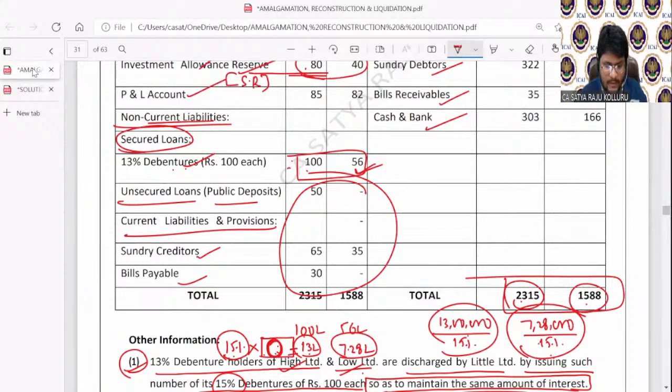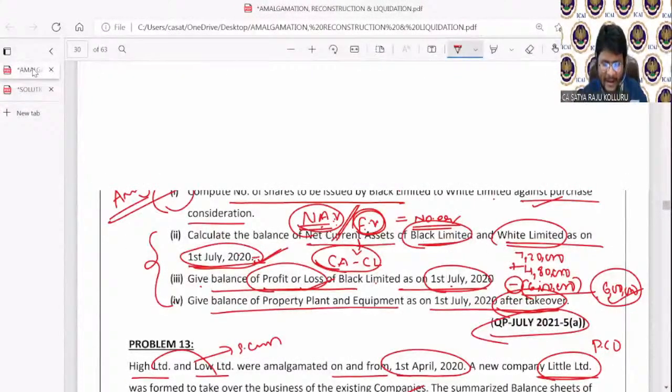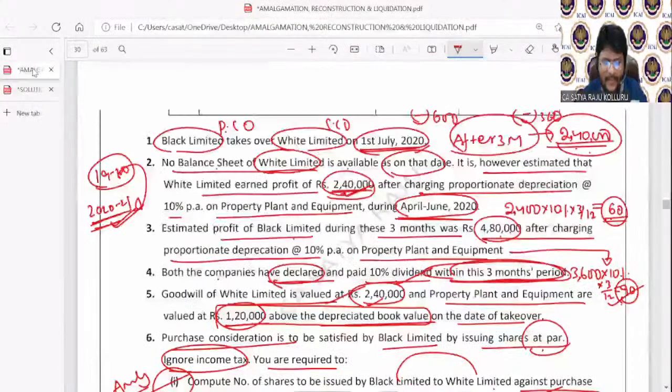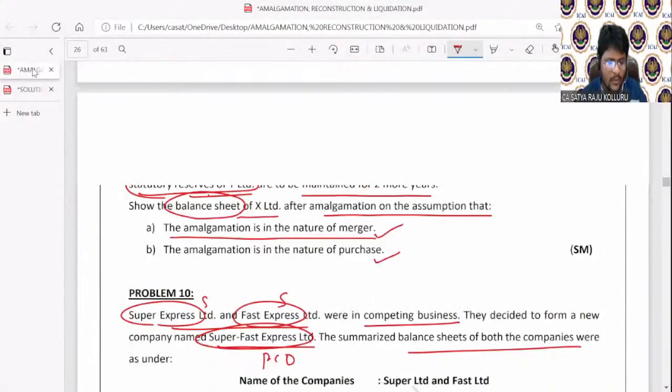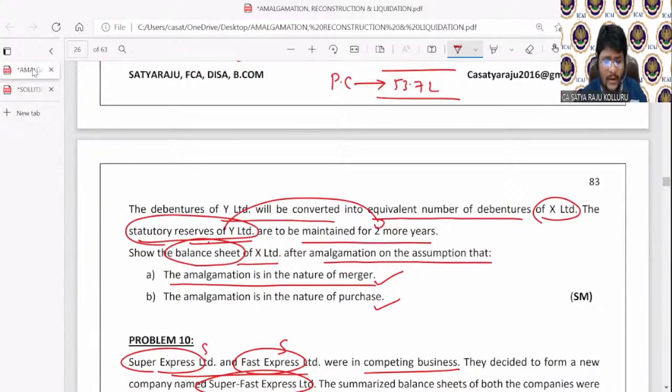Next. Okay, no doubts. So one person is asking, sir, all clear, but sir, please clarify why we are using preference shares in problem number 9, as in a merger only equity shares are used. What is problem number 9? Already over, long back. Now let me go back. Problem number 9. Yeah, in problem number 9, what's your doubt? Why are we using preference shares in problem number 9, as in a merger only equity shares are used.